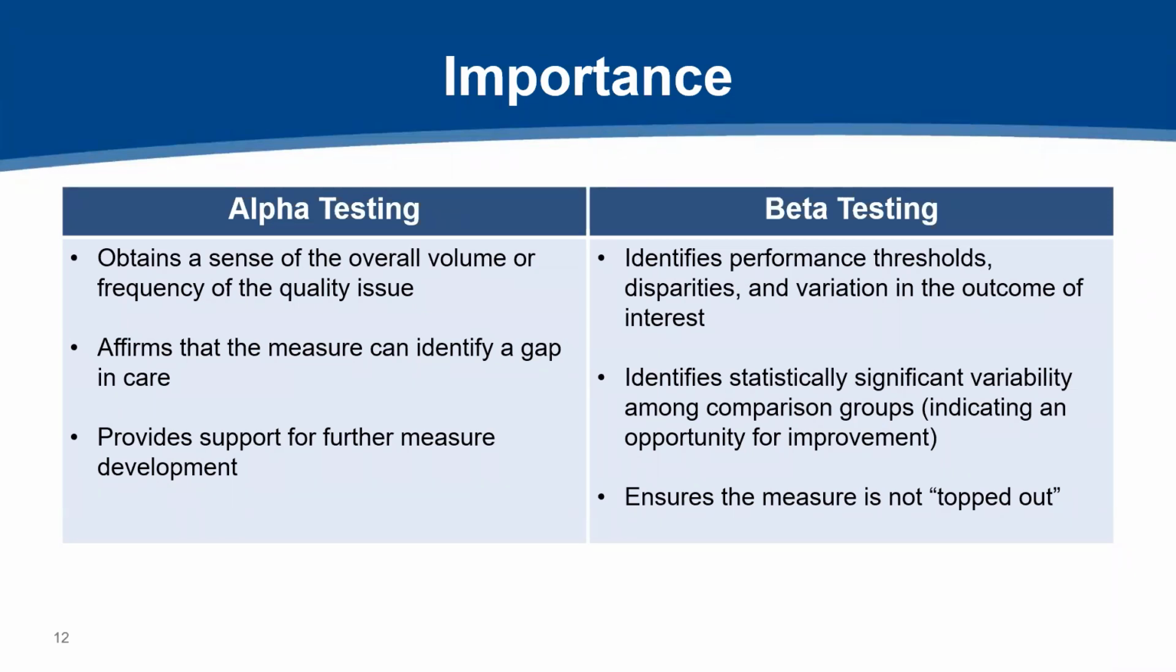Beta testing can also help ensure that the measure is not "topped out." And when we say topped out, we mean that most groups that are being measured achieve similarly high performance levels that are approaching the measured maximum possible value. Next slide, please.